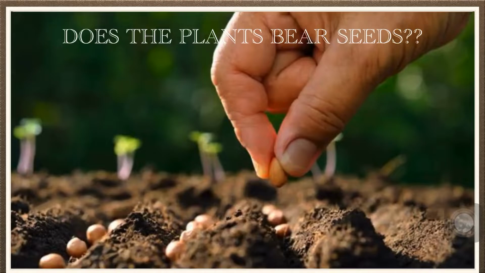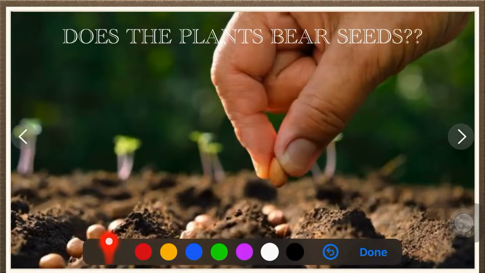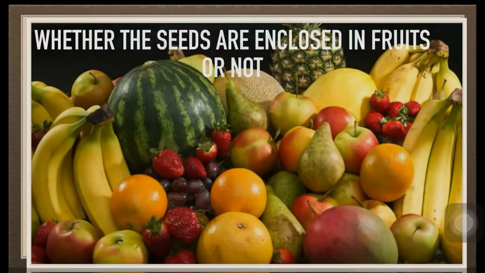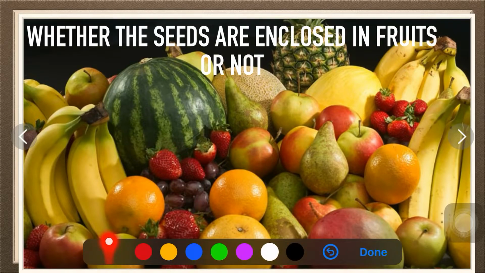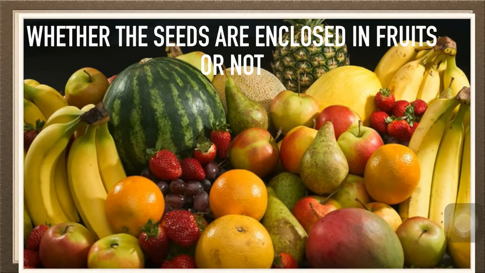So the next criteria, that is the third criteria for the classification of plants, is: do the plants bear seeds? If they bear seeds, then whether the seeds are enclosed in fruits or not. For example, in watermelon, the seed is inside the fruit. In apple, the seed is inside the fruit. In strawberry, the seeds are inside the fruit. This is also an important criteria for the classification of plants.